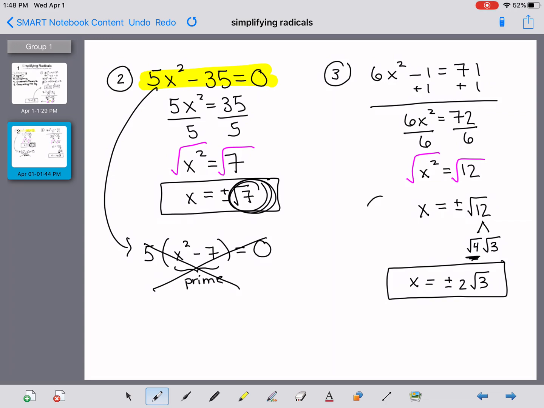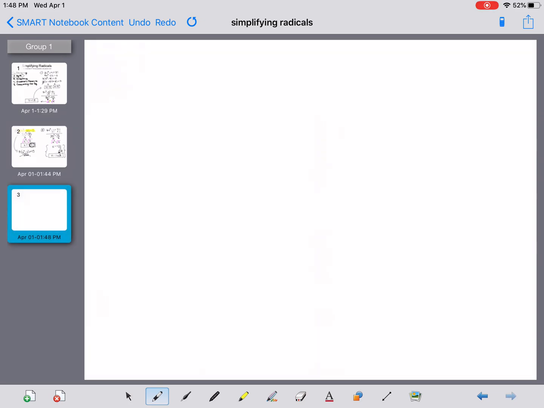This skill that we just did right here is what we're going to practice today. So the lesson today is just on simplifying radicals. We're going to practice this skill so that we can come back and solve more equations. Okay, so let's start over again with our examples. I'm going to start at number 1 again. And I'm going to go through square root of 12 one more time.